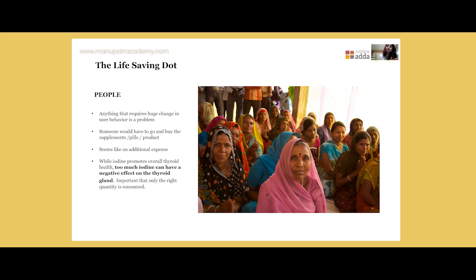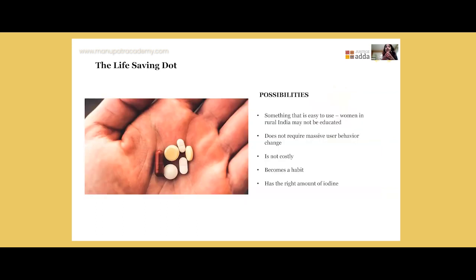At the same time, you also want to make sure that they don't overdose. So you have to regulate it a certain way. And there are, of course, literacy and education issues as well. So the second part of this process was to really understand the people, or the target audience, that is suffering from this problem. The third part of this was to then consider the possibilities.